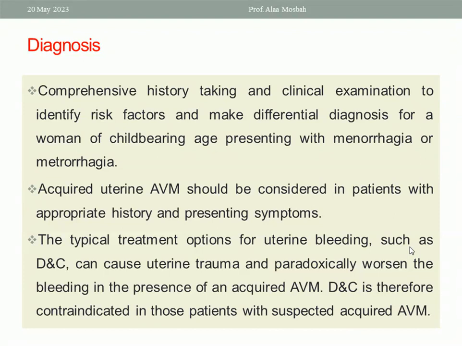So, please, when you see a patient with abnormal uterine bleeding, don't rush to do D&C as treatment. Just try to diagnose first. Because if you are suspecting uterine arteriovenous malformation, D&C will make the condition worse and the bleeding will be horrible. So take care about this, because D&C is considered uterine trauma and will cause this arteriovenous malformation to be the cause of horrible bleeding.